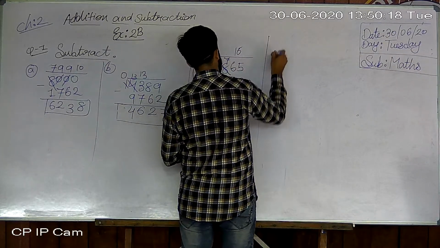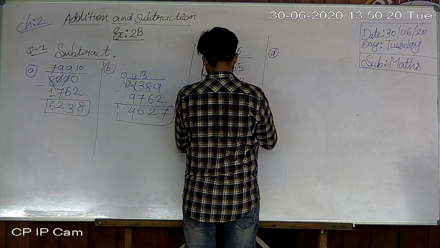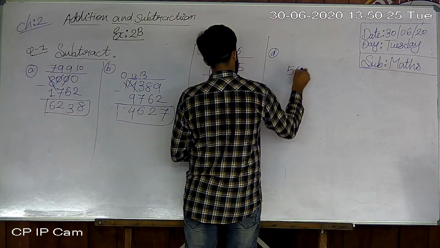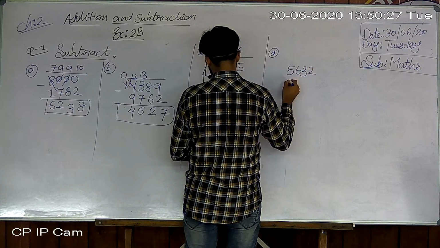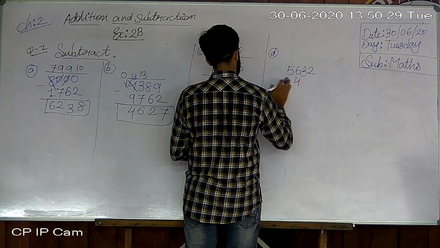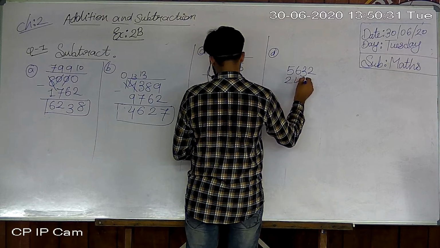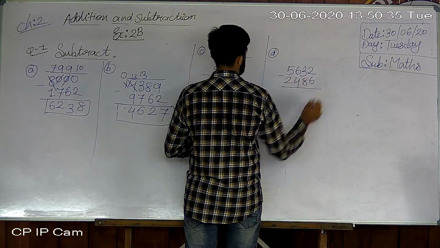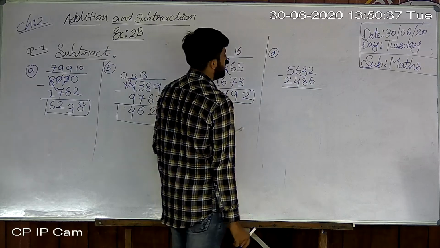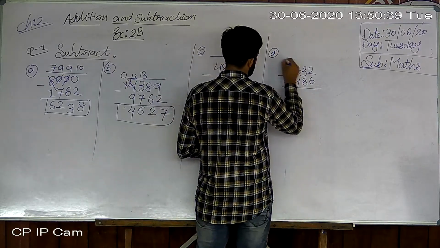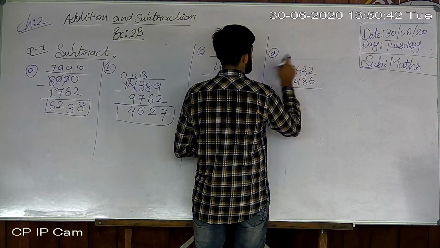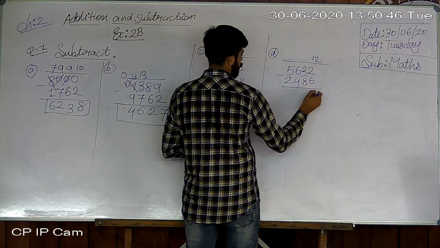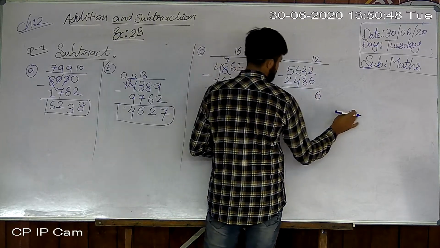Question number D. Question number D is your 5,632 minus 2,486. So students, listen here. 2 minus 6 possible? No. So what are we taking? Borrow. So 10 plus 2, 12 minus 6. So how many? 6 here.